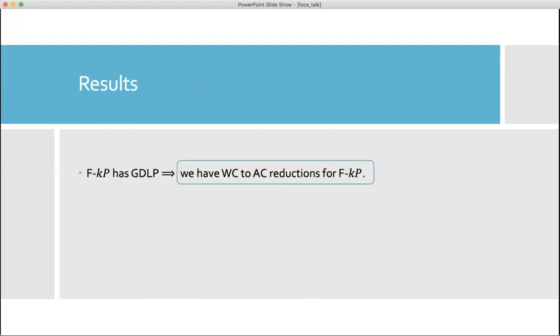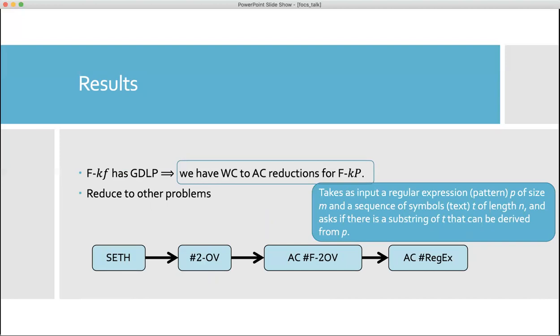Okay, let's see what results we can get from these factored problems. We said that factored KP has a good low degree polynomial, and we had this theorem that if a problem has a good low degree polynomial, it has a self-reduction. So we have worst case to average case reductions for factored KP, and a uniform average case reduction, basically. So factored problems are one class of problems for which we have average case hardness, and they are not the only class. We reduce some of these factored problems to other problems that are not factored.